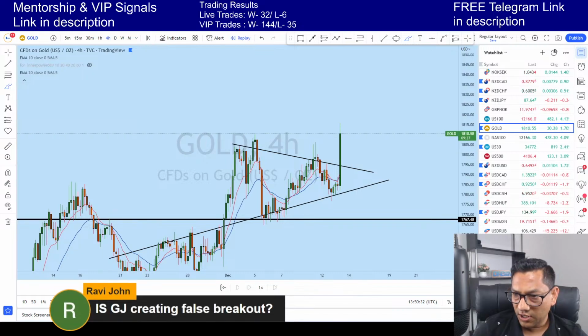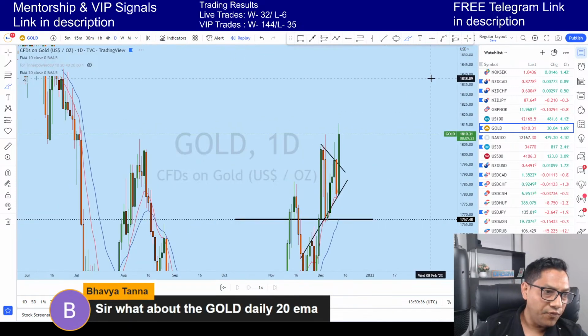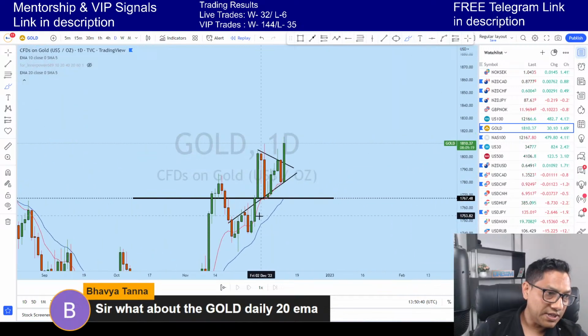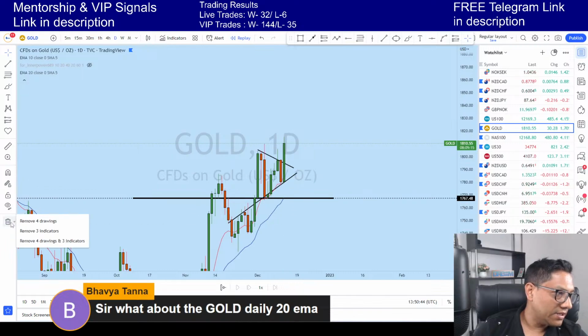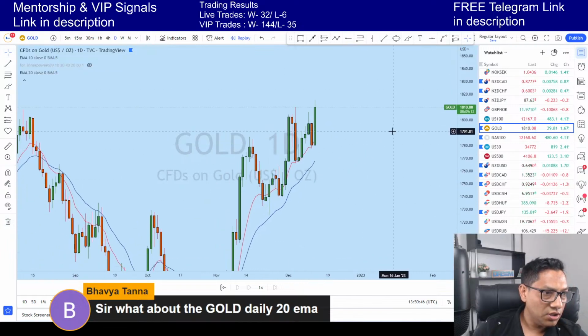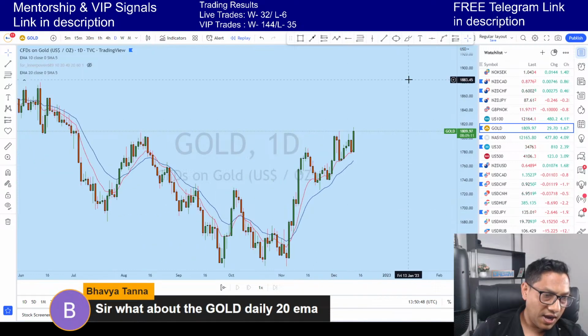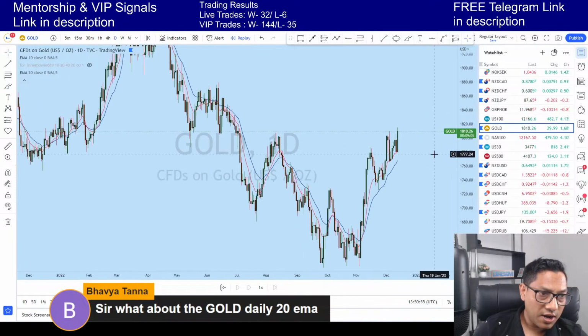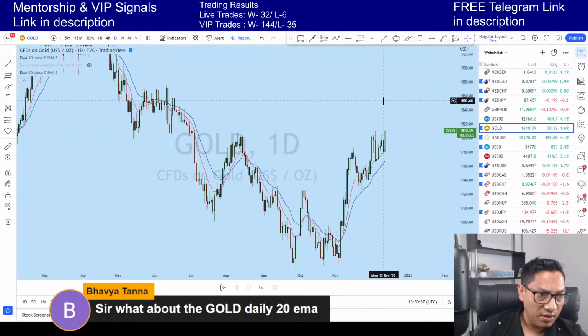Is GJ creating? Oh, look at it. So what about gold daily 20 EMA? Gold, as you can see, has broken to the upside from basically the 10 EMA. The reason is the price action is highly bullish, so it didn't reach the 20 EMA. But it could come later, after a drop.